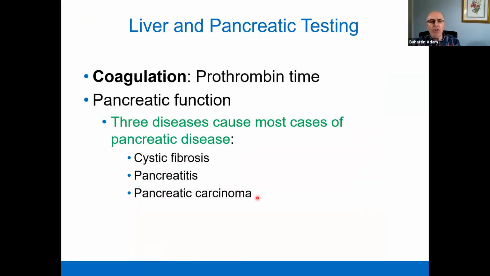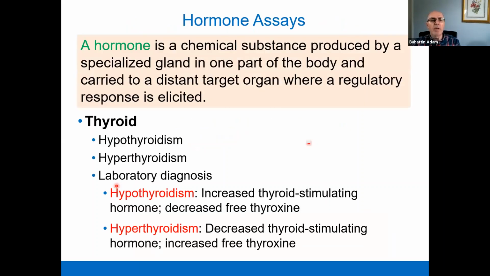Coagulation tests such as prothrombin time reflect the function of the liver because it produces clotting factors. Three diseases cause most of the pancreatic disease: cystic fibrosis, pancreatitis, and pancreatic carcinoma. These are the 3 common diseases related to the pancreas.